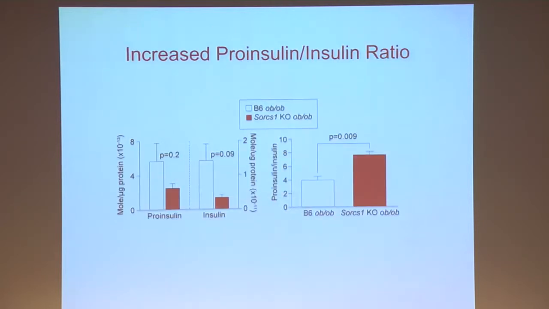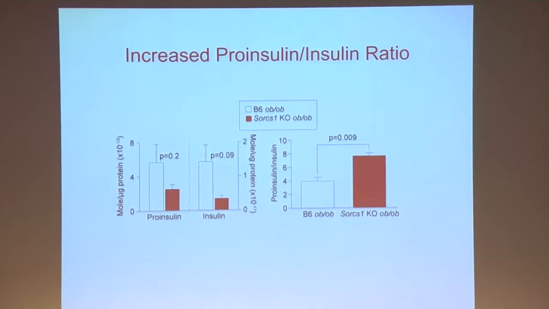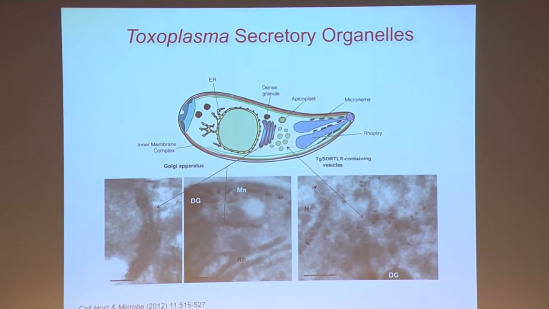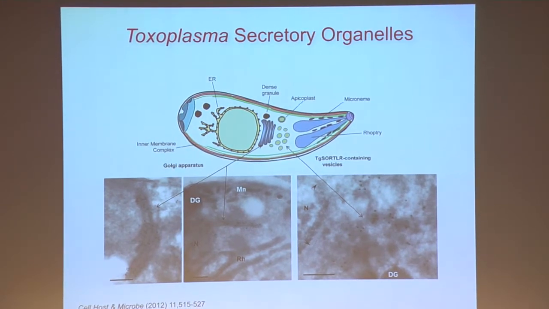And there's a problem in processing the insulin, so there's an increase in the precursor. Now here's an interesting evolutionary twist to it. It turns out that this gene family, these VPS10 proteins, are also in protozoans. And this is a picture of Toxoplasma. And they have secretory organelles. They have very funny names. They're called rhoptries and micronemes.